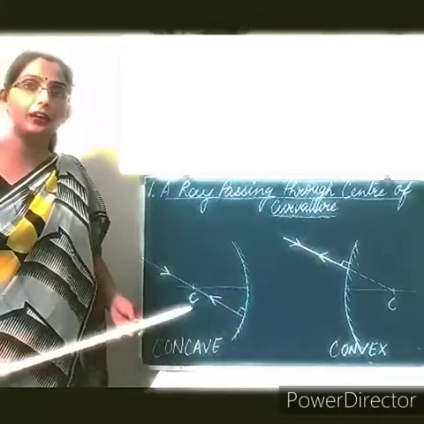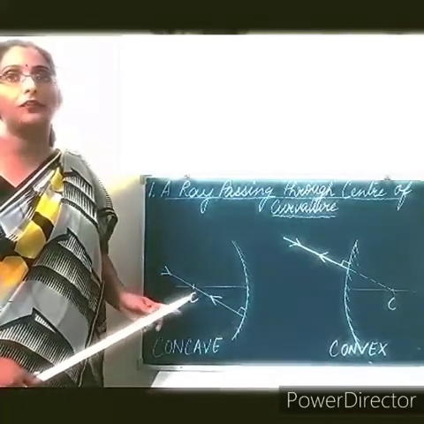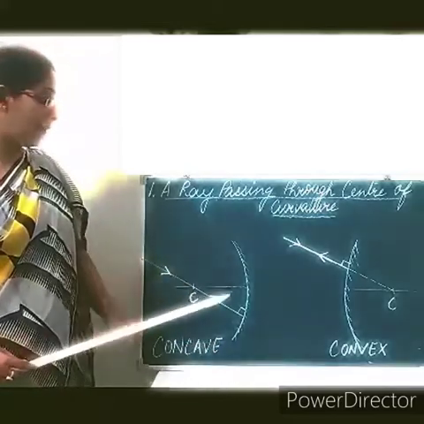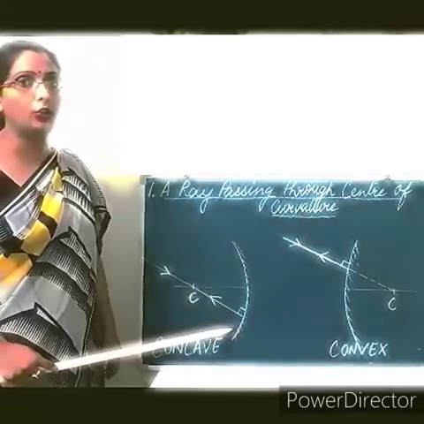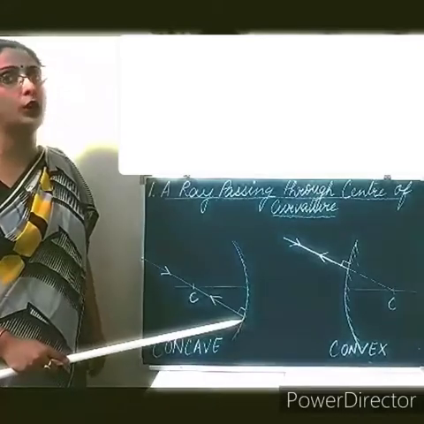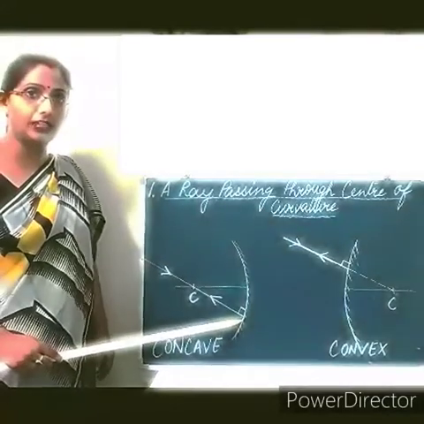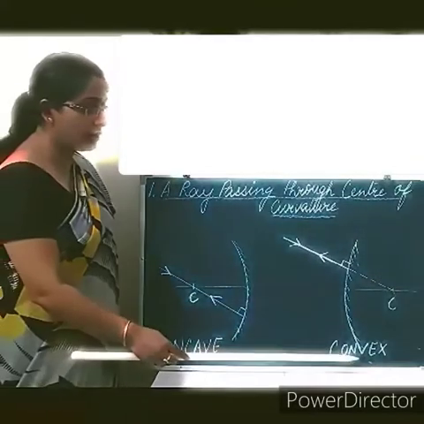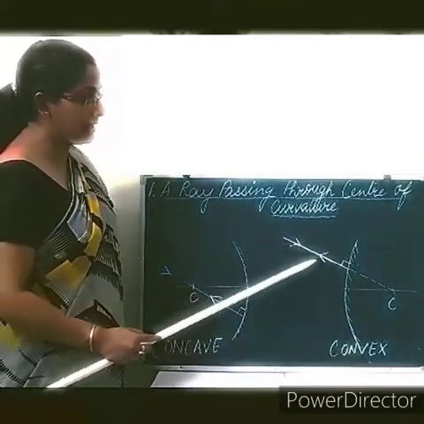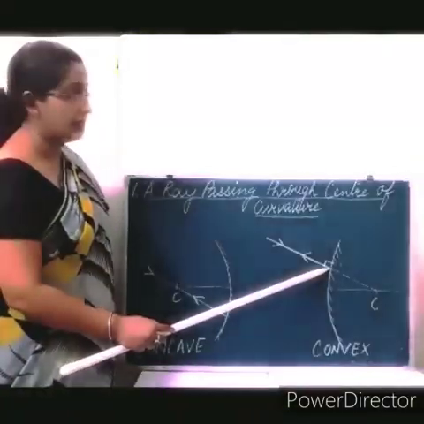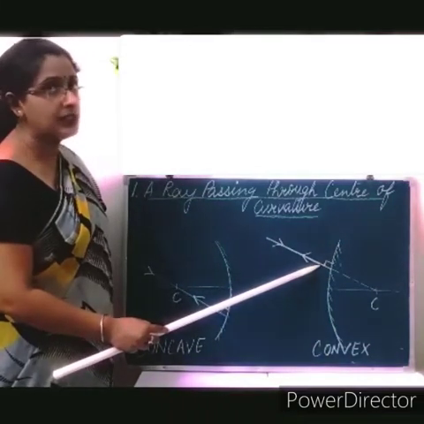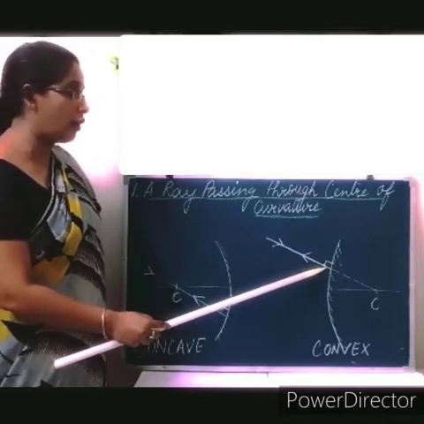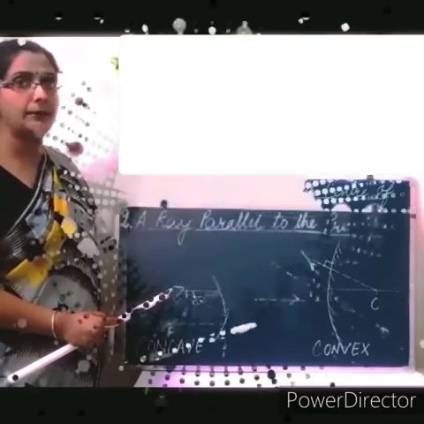Now according to second law of reflection, angle of incidence is equal to angle of reflection. So angle of incidence is here 0, therefore angle of reflection will also be 0 and the light ray is going to retrace back. Similarly in convex, the light ray is incident at 90 degree, means normal. So it will be reflected back also in the same path.